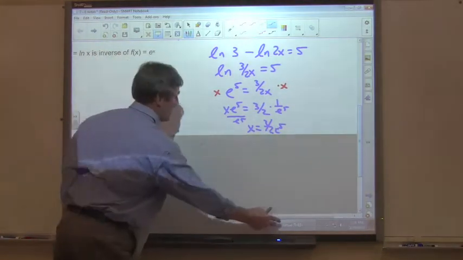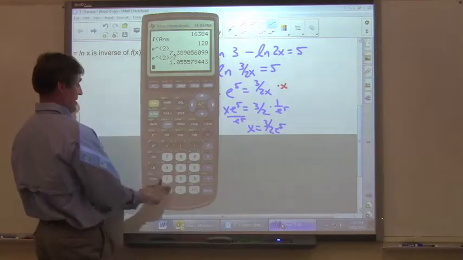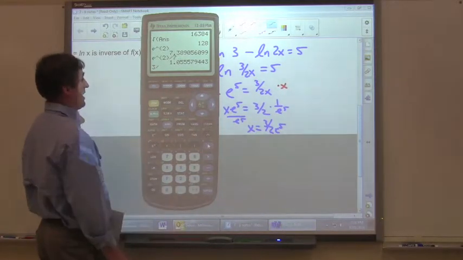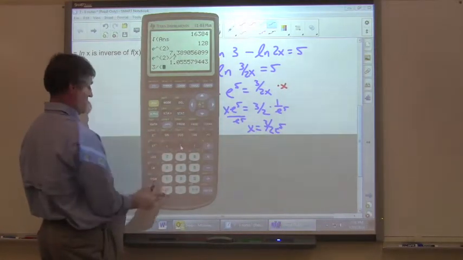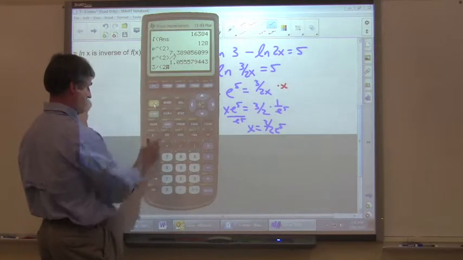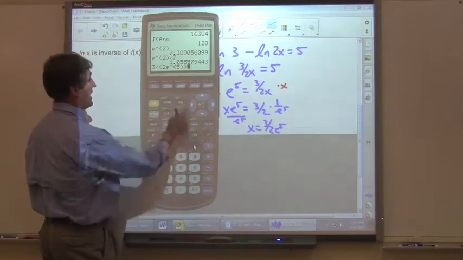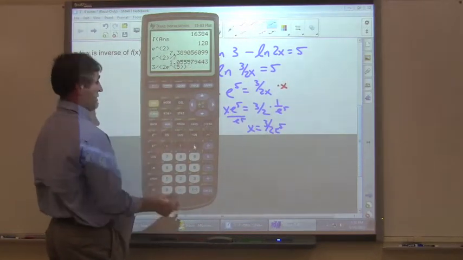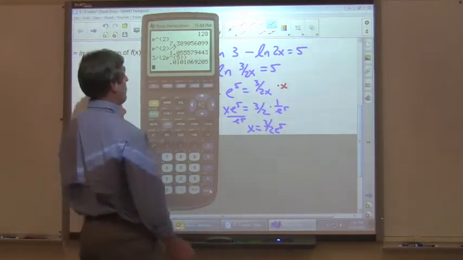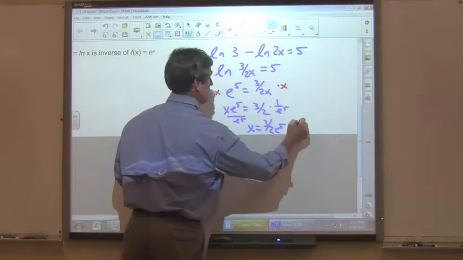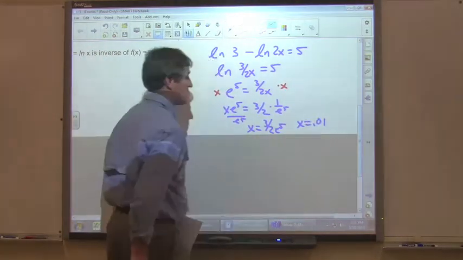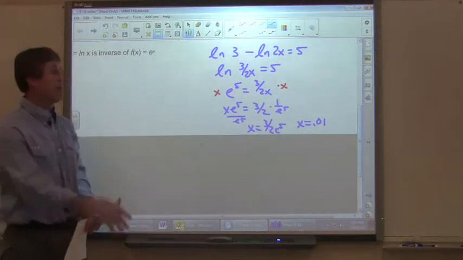So now we go to the calculator. 3 divided by, now I'm going to have to put this whole thing in parentheses, 2e to the 5th, parentheses there to close the whole thing off, and we get 0.01. So you can see the rules applied just like we did before.